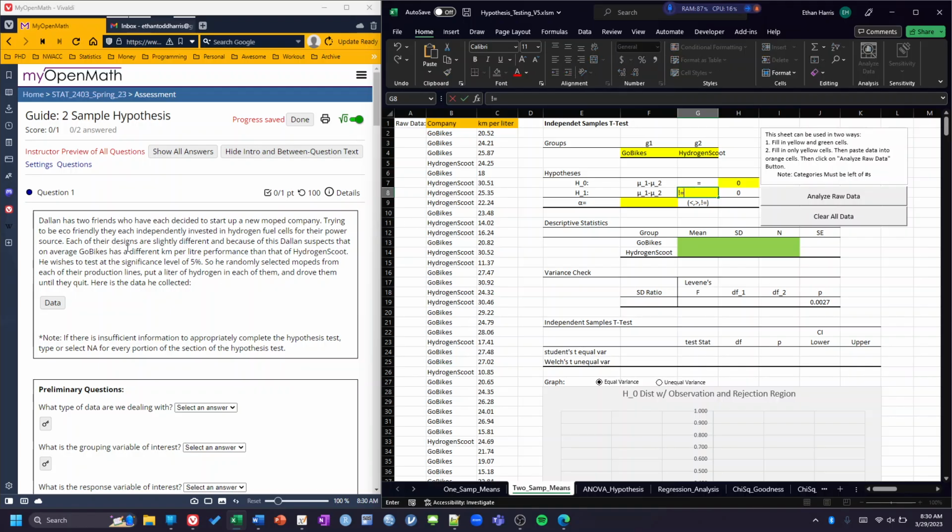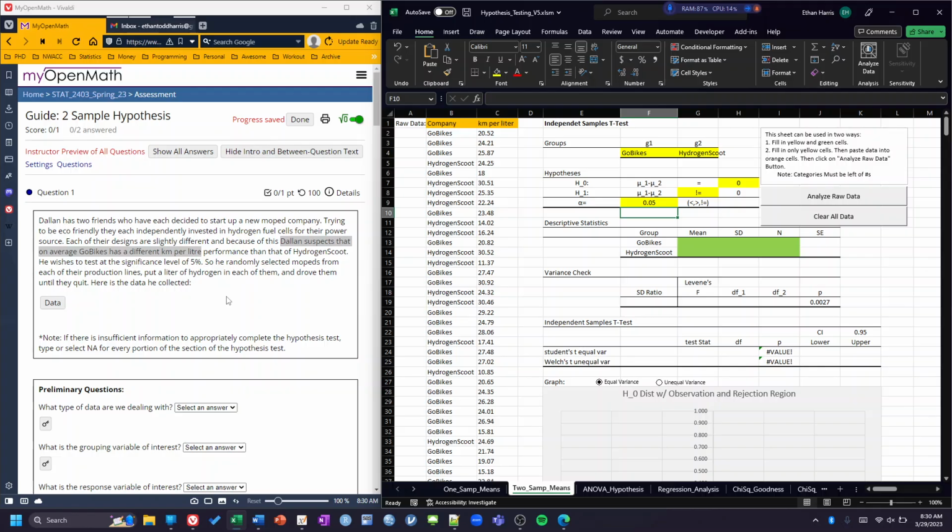Okay, now we need our inequality, and our inequality is going to be, for this one, not equals. And the reason is because if we look over here, it says that Dallin suspects that on average, Go Bikes has a different kilometers per liter performance than that of Hydrogen Scoot. So that's why we're going to put in not equals, because not equals corresponds to different. Okay, alpha level is going to be 5% because that's what it says for our significance level. So significance level is just another way of saying alpha, 0.05.